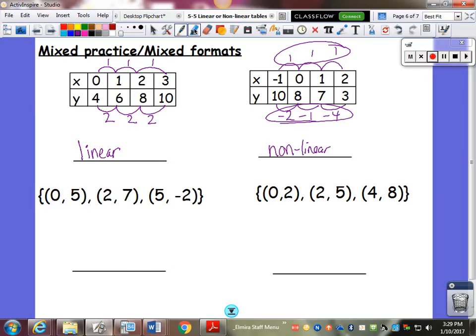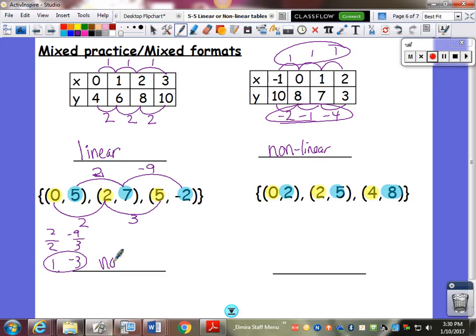Okay, let's say they're listed in coordinate pairs. Remember that the first number in all coordinate pairs is an x value, and the second number in all coordinate pairs is a y value. So 0 to 2, I counted by 2. 2 to 5, I counted by 3. 5 to 7, I counted by 2. And 7 to -2, I counted by -9. Okay, so I didn't count by the same number either time. I'm going to make fractions. 2 over 2, that equals 1. And -9 over 3, that equals -3. Well, these did not turn out the same. Nonlinear.